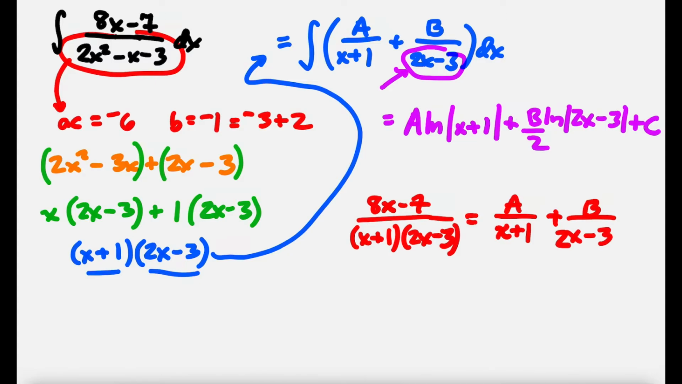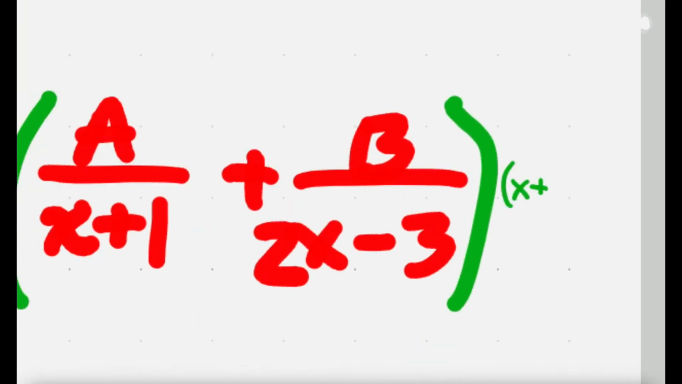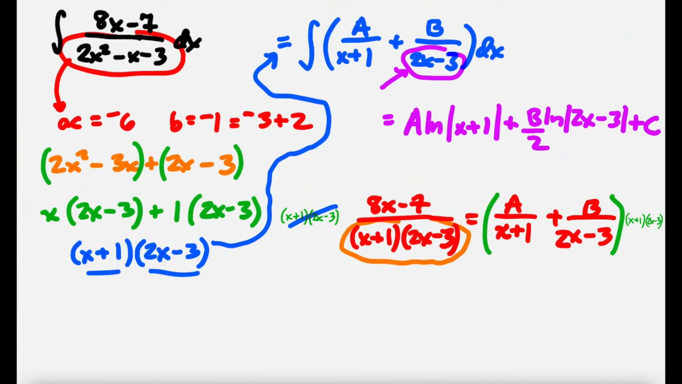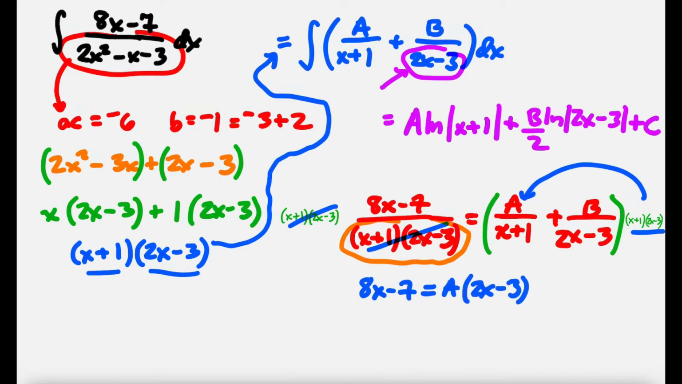So what I'm going to do is multiply both sides by this denominator. Then I'm going to do the same thing to the other side. Once I do that, you'll see that this cancels with the denominator there, and you end up with 8x minus 7 is equal to, now if I distribute this to this first term here, a times 2x minus 3, since the x plus 1s are going to cancel. Then I'm going to do the same thing to this term here. You're going to end up with b times x plus 1.